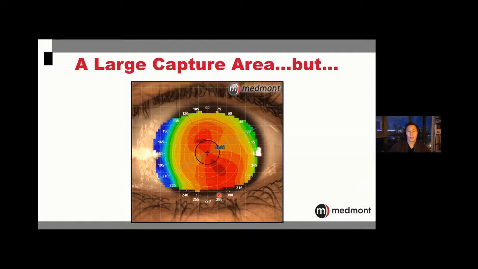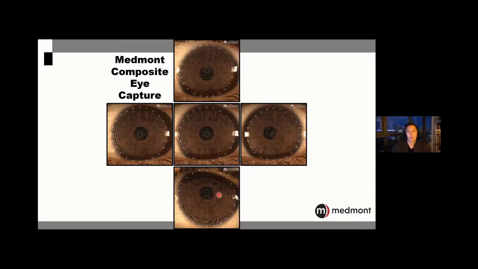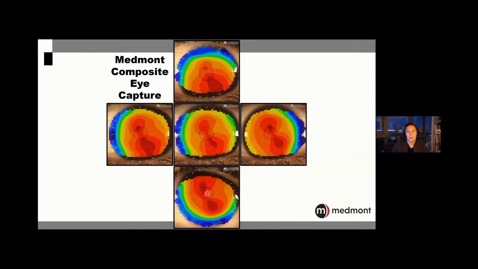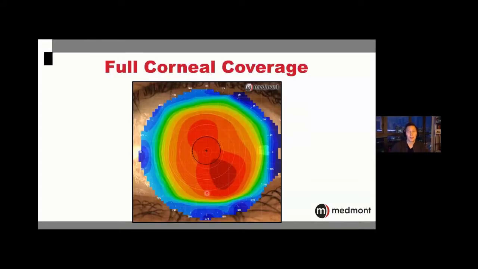But to get around that, what Medmont allows us to do is something called the composite eye capture. And that has us change fixation from the center to looking temporal, to looking nasal, to looking down, to looking up, stretching those rings and those data points all over the periphery. So we have this very complete view. Each one of those images is converted to a topography, and then they can be merged together to create a complete understanding of the corneal shape, power, and elevation.